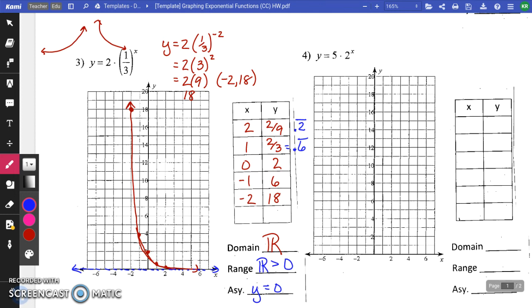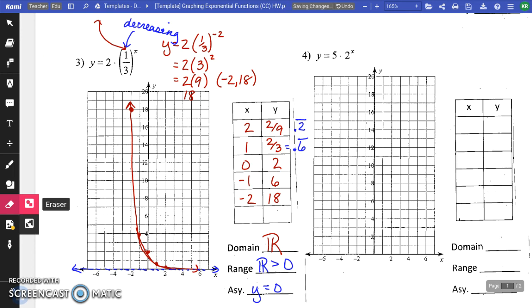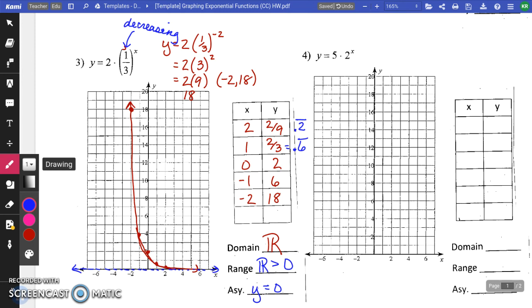Okay, the reason this was decreasing is because of the 1/3. Okay, so if your value is smaller than 1, between 0 and 1, it's going to be decreasing. If it's larger than 1, it's going to be increasing. Okay, then the other thing is, what is your k? And your k is what's tagged on the end. So in this case, our k is 0. We didn't have a number added or subtracted to the end of the equation, and that tells you where your asymptote is.